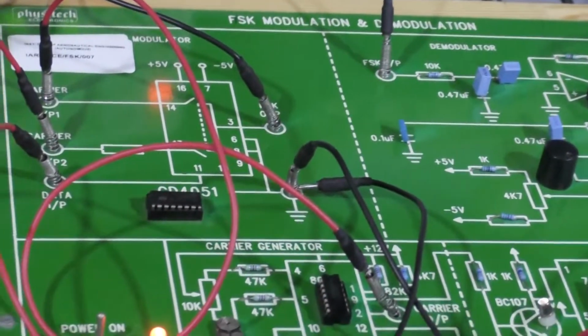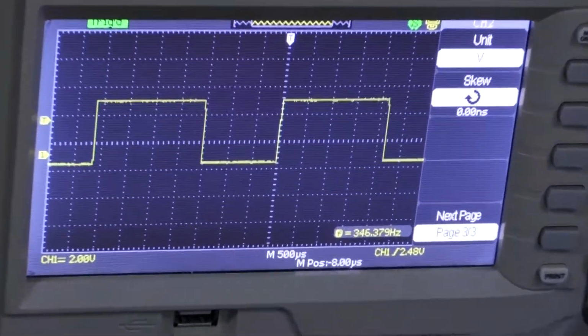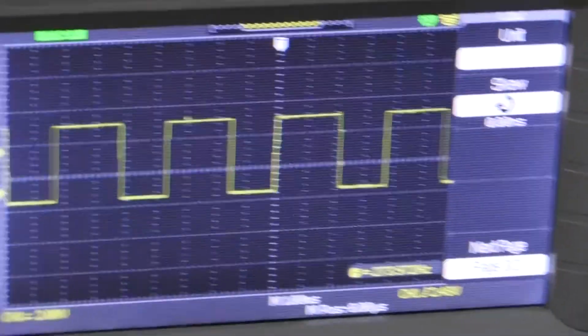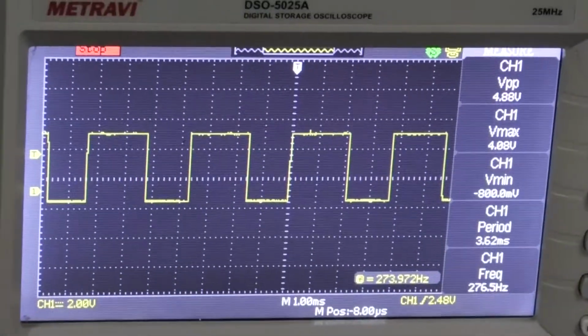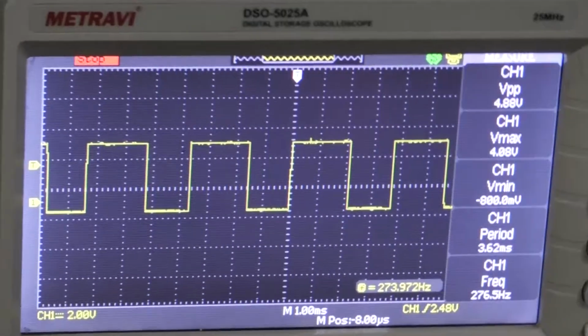So I am just connecting the FSK output to the FSK input. Now I am going to verify the demodulated output. So this is the demodulated output. Okay. So this is the transmitted data that is taken from the data generator.